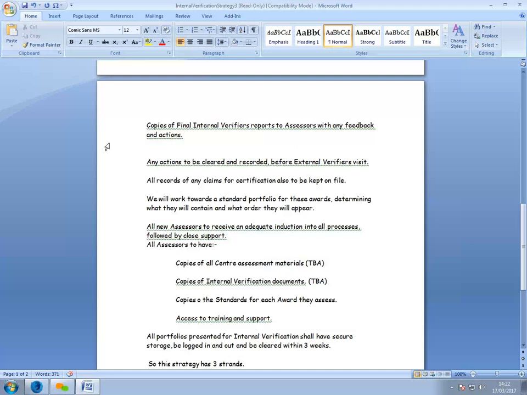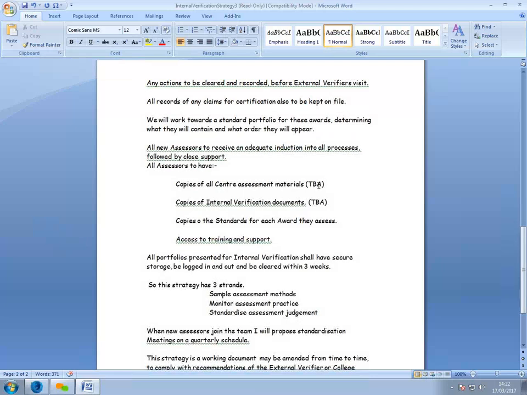All new assessors to receive adequate induction in all processes, followed by close support. Again, there's the little word adequate in there. What is adequate? Adequate means when the new assessor feels confident enough to say, right, I'm okay now. All assessors have copies of all centre assessment materials. I put TBA in there because at the time I did this, they weren't available. Copies of internal verification documents, copies of standards for each award they assess, access to training and support.